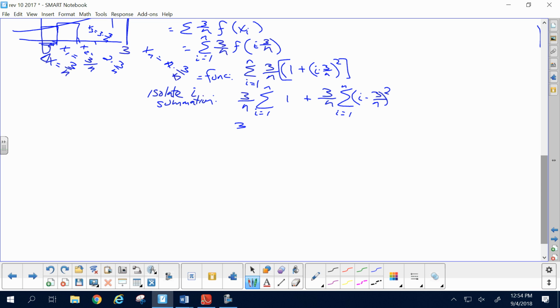This I'm going to leave for a second. It's pretty simplified already. This, it's the i that's counting, and each time I just have another 3 over n. So I can pull that 3 over n squared out and altogether have a total of 3 cubed, or 27 over n cubed out, and just focus on the summation of all the different i's.